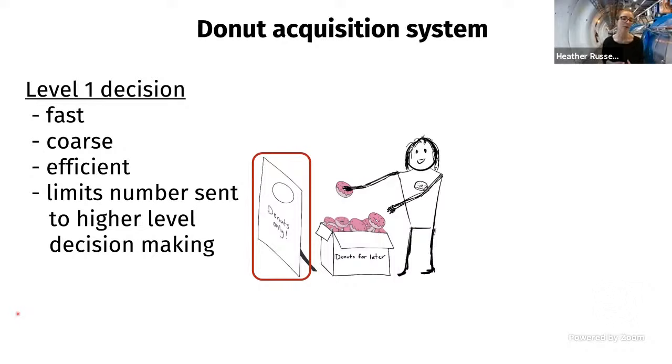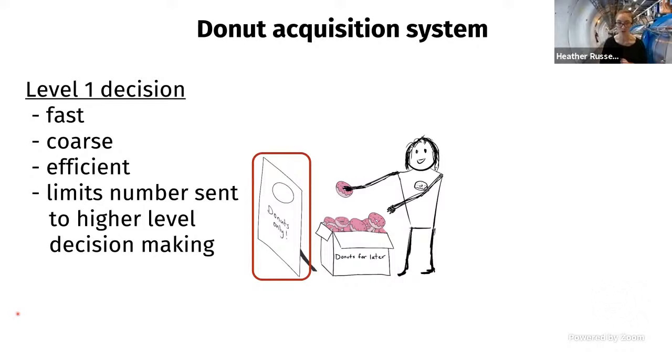The level one decision happens very fast. It has to keep up with that high pace of donuts. The system is very efficient. It's not flexible though, but we make sure it doesn't reject any potentially good donuts. Sometimes the occasional roundish dough blob might make it through, but we can always sort that out later. The key is that we're not losing potentially good donuts before we've even gotten them in our hand. But the most important part is that it limits the number getting through to the high level decision making.